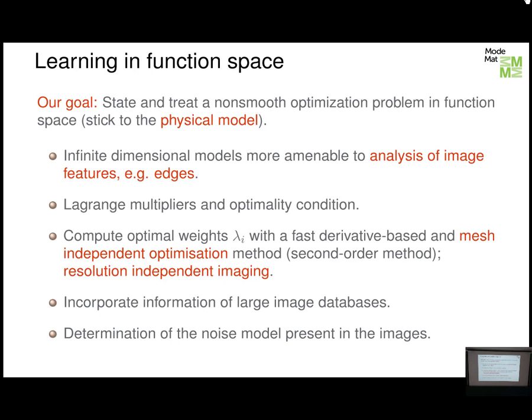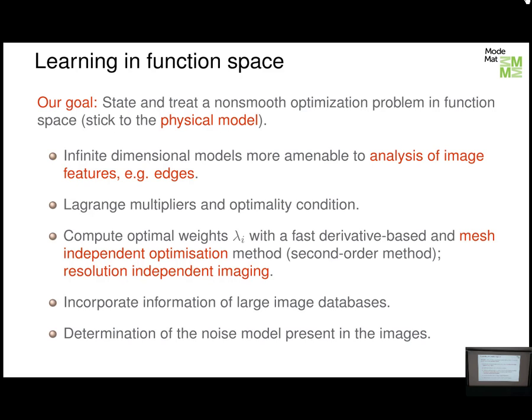Now, what we wanted from the beginning on was to consider the whole problem in function space and to be able to pose and study the optimization problem in function space. And so we consider the non-smooth optimization problem in this setting and try to stay as close as possible to the physical model. This has two implications. First, we try to preserve the properties of the infinite dimensional image, which means basically the structures which are hidden behind, like the edges, for instance.